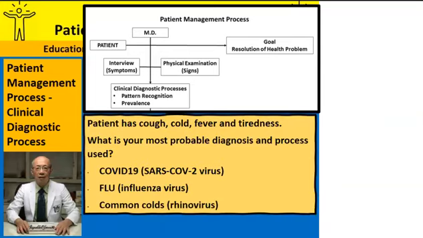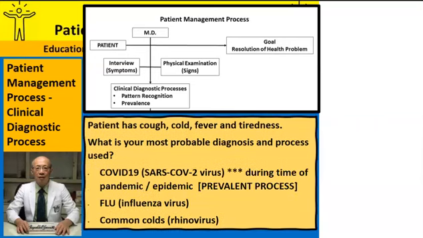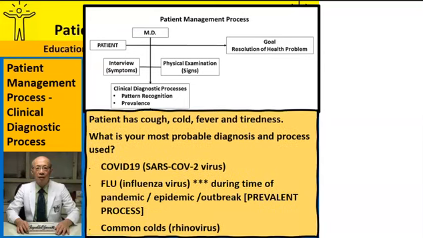The patient has cough, colds, fever, and tiredness. COVID-19, flu, and common colds present with the same set of symptoms. So how does one process for a diagnosis? COVID-19 should be the primary diagnosis during time of COVID-19 pandemic. The process used is prevalence.